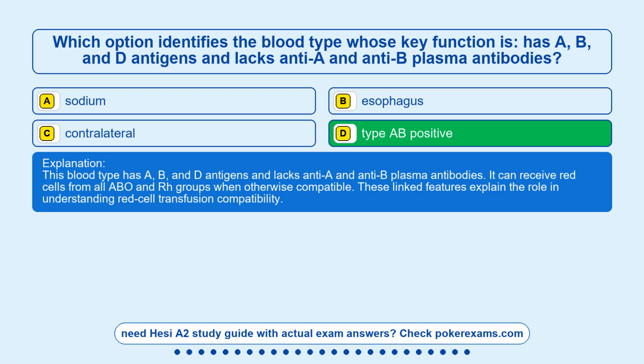This blood type has A, B, and D antigens and lacks anti-A and anti-B plasma antibodies. It can receive red cells from all ABO and Rh groups when otherwise compatible. These linked features explain the role in understanding red cell transfusion compatibility.